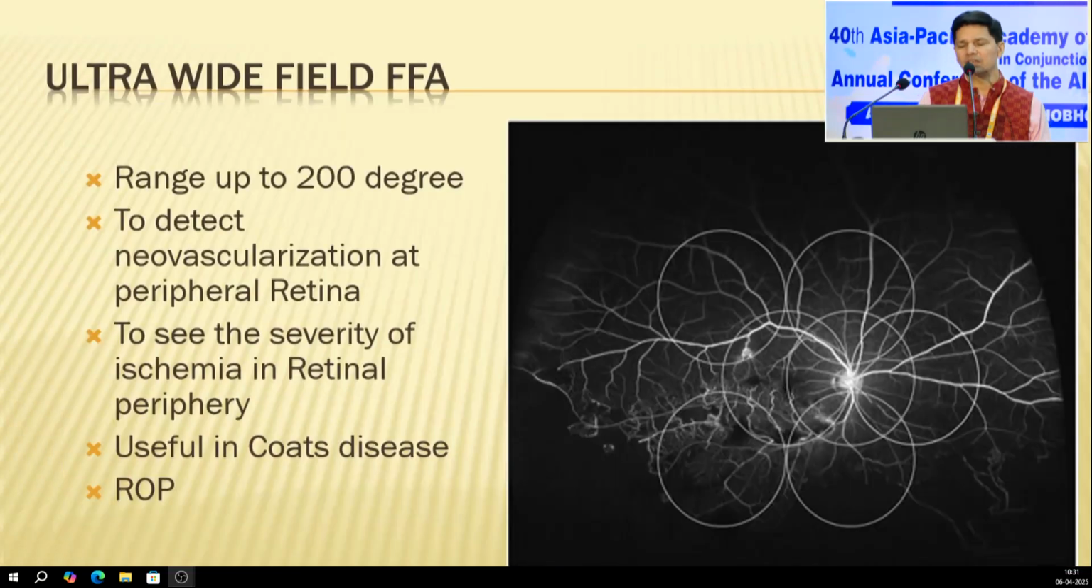Then the wide field FFA camera has a range up to 200 degrees in comparison to conventional FA cameras, which have a range of about 50 to 60 degrees. And this is very important to detect neovascularization at the peripheral retina, to see the severity of ischemia in the retinal periphery, and very useful in Coats disease and ROP.